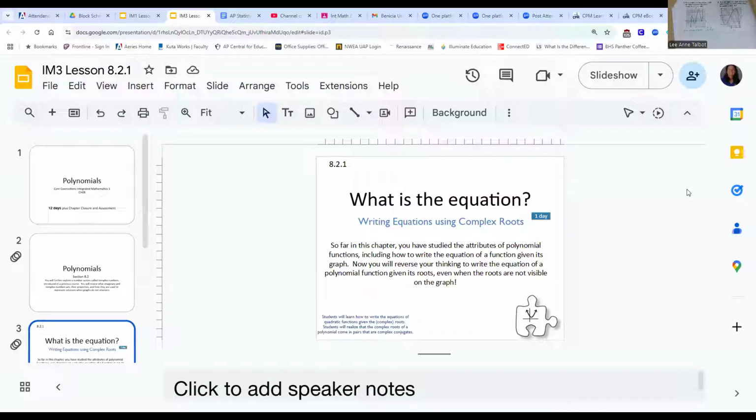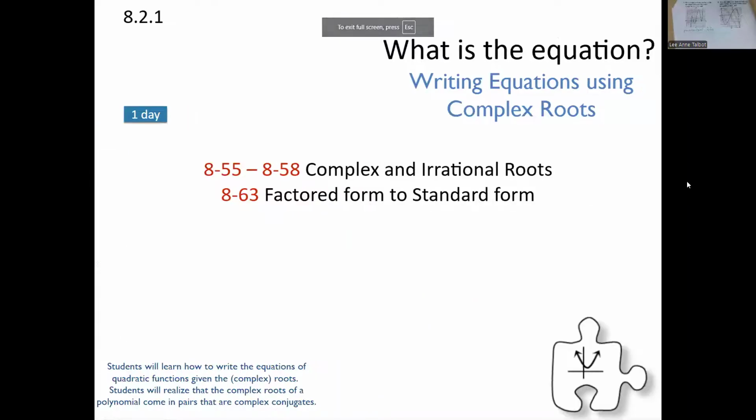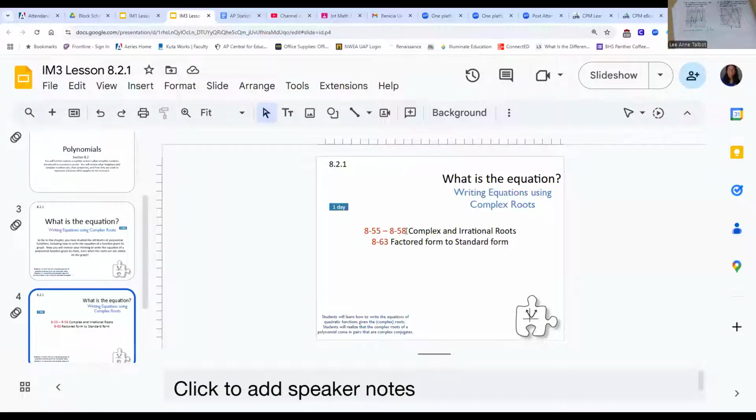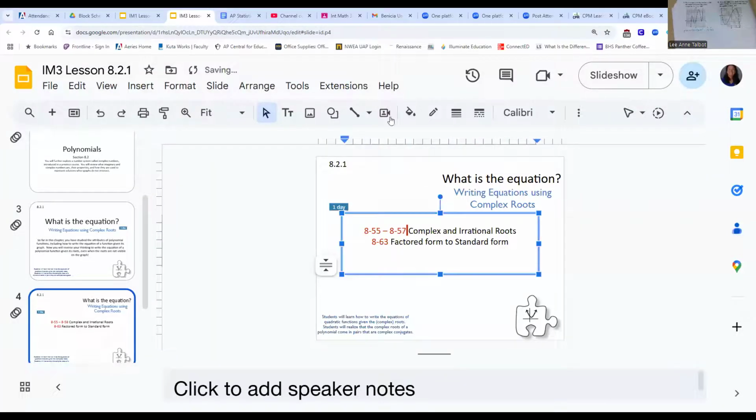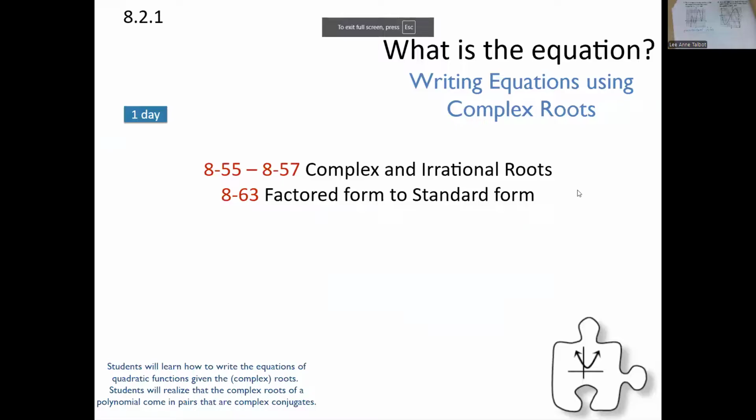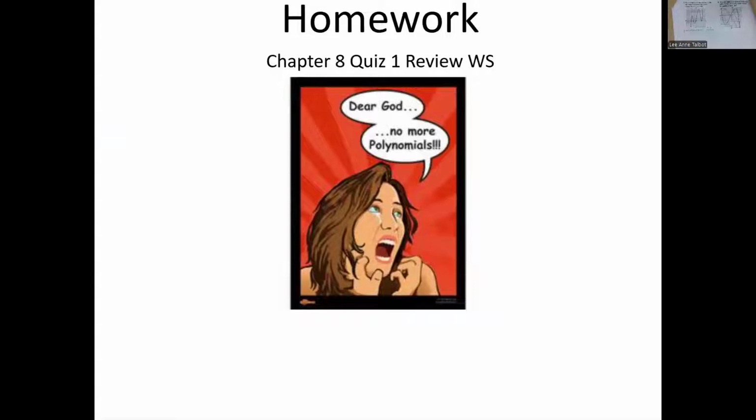Here is our agenda for today. We're doing 55 to, oh, we're not doing 58. It's just 55 to 57 and 63. And we're going to start using some vocab. This is pretty much the same as what we were doing before. It's just now we have some not nice numbers. And your homework is the chapter 8 quiz 1 review worksheet. And there's my joke. It says, "Dear God, no more polynomials."